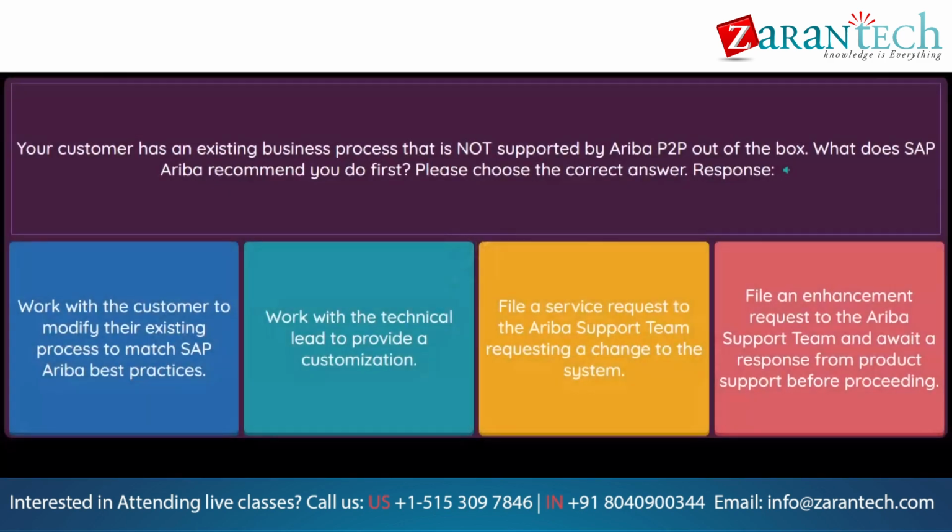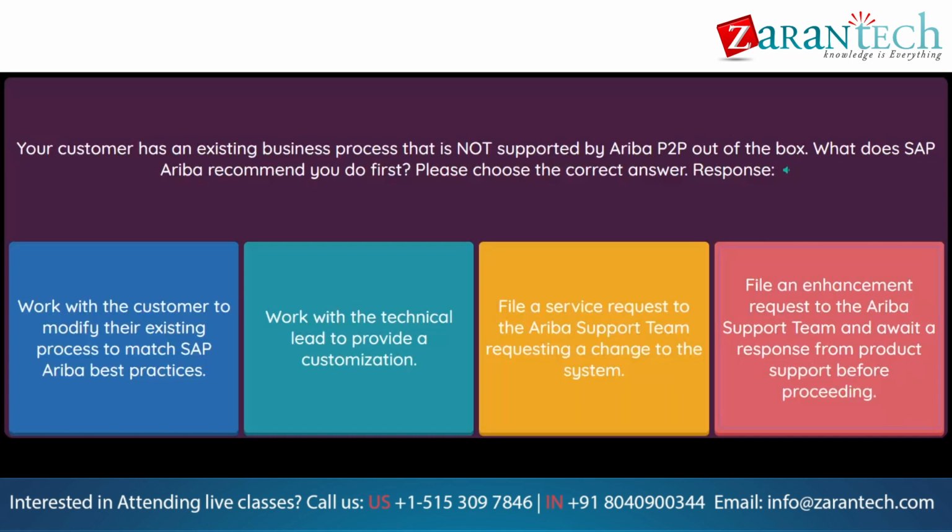Question: your customer has an existing business process that is not supported by Ariba P2P out of the box. What does SAP Ariba recommend you do first? Please choose the correct answer. Response: Option 1 work with the customer to modify their existing process to match SAP Ariba best practices. Option 2 work with the technical lead to provide a customization. Option 3 file a service request to the Ariba support team requesting a change to the system. Option 4 file an enhancement request to the Ariba support team and await a response from product support before proceeding.